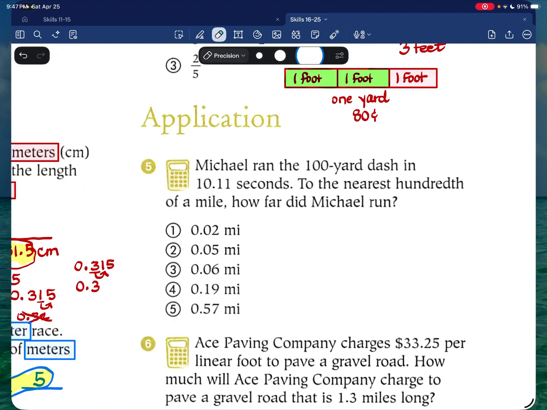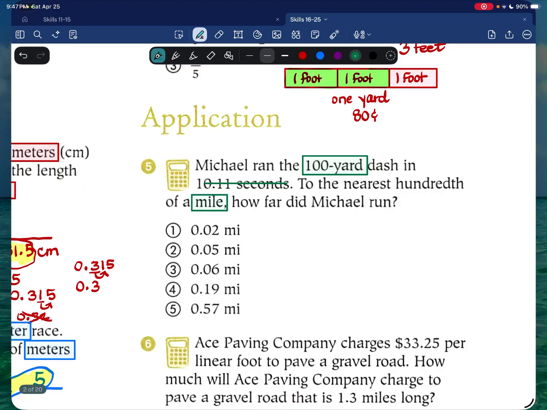Number 5 is an application question, and we can use the calculator. Michael ran the 100-yard dash in 10.11 seconds. To the nearest hundredth of a mile, how far did Michael run? So we really don't need to know the time it took. That's irrelevant in this question. We do need to know that he ran 100 yards, and we want to convert that into a measurement of miles.